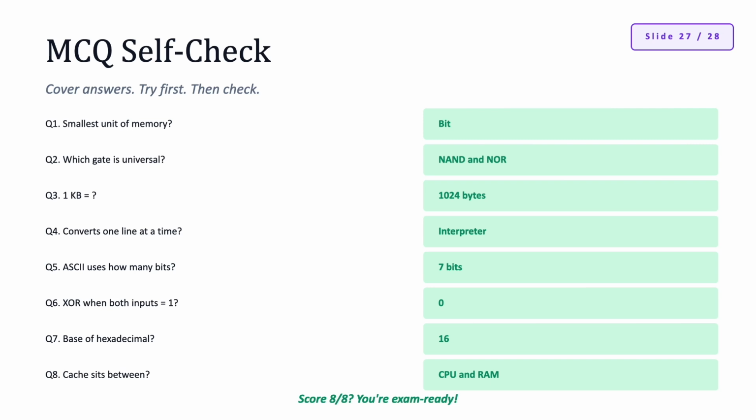Question 5: ASCII uses how many bits? Answer: 7 bits. Question 6: XOR output when both inputs are 1? Answer: 0. Question 7: base of hexadecimal? Answer: 16. Question 8: cache memory sits between? Answer: CPU and RAM. Score 8 out of 8.